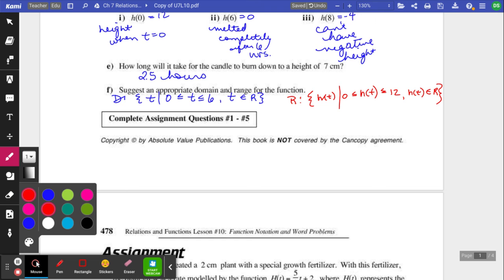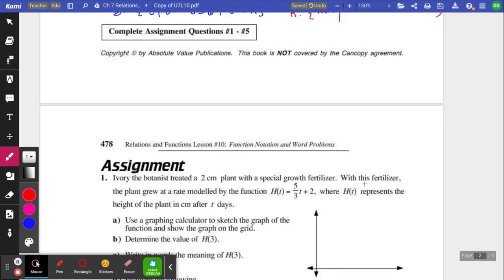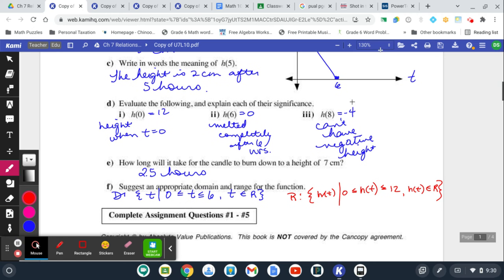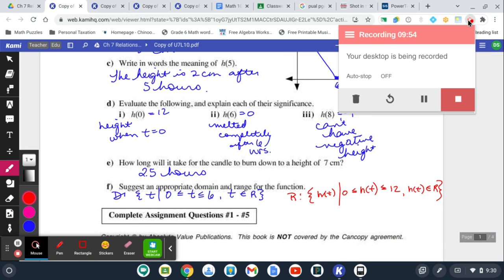Good. Okay? That's your lesson for today. That's it. Nothing new, just understanding the different notation.